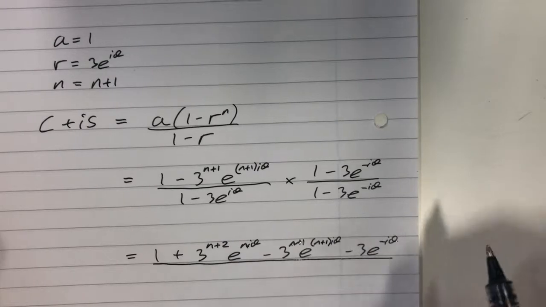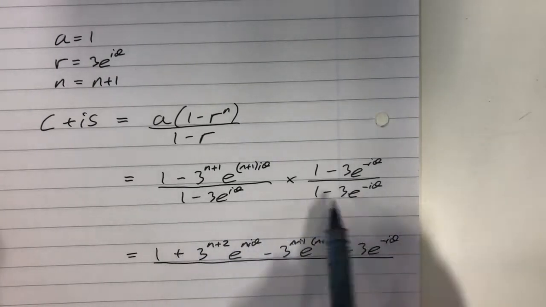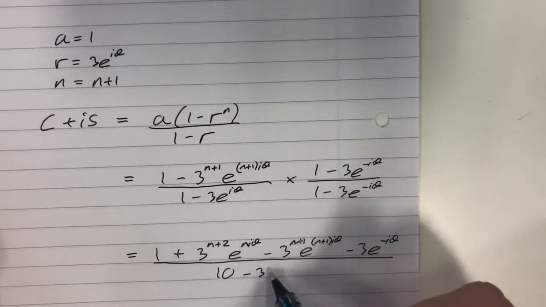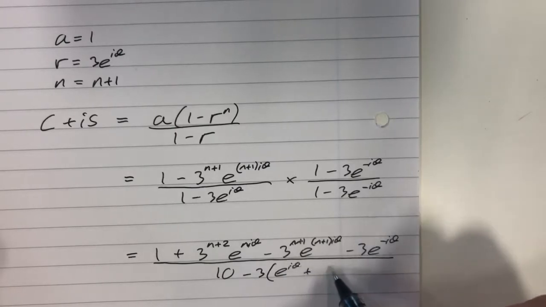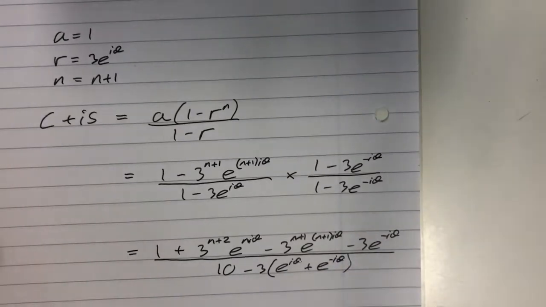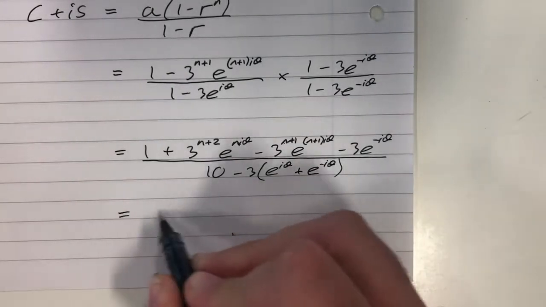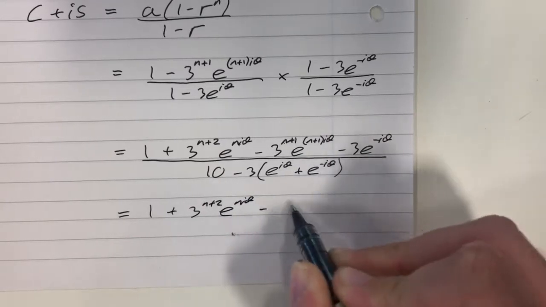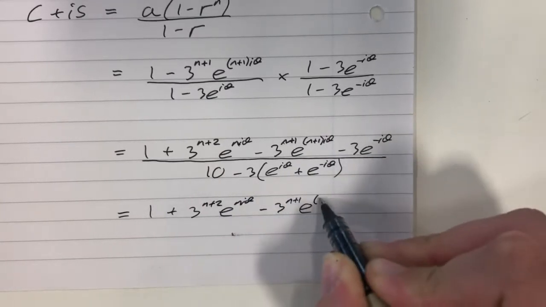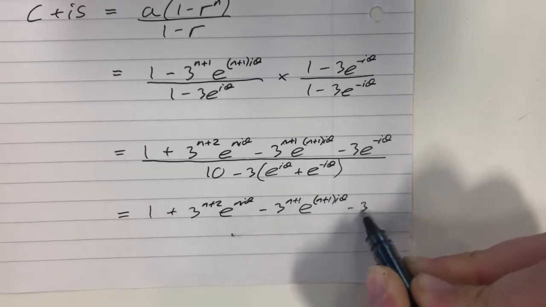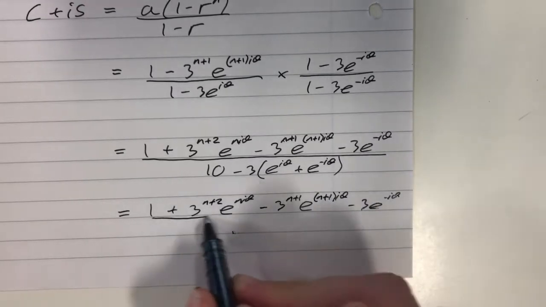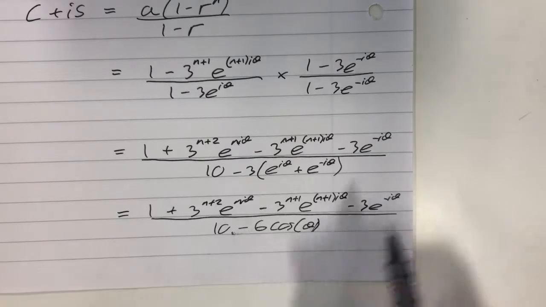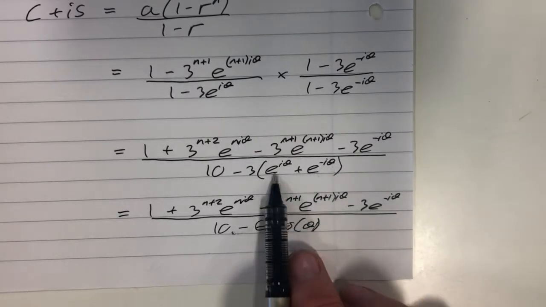That's all divided by the product of these two, which is going to be 1 plus 9, which is 10, minus 3 into e to the i theta plus e to the minus i theta. Simplify that a little bit. 3 to the n plus 2 e to the ni theta minus 3 to the n plus 1 e to the n plus 1 i theta minus 3e to the minus i theta, all divided by 10 minus 6 cos theta, again because that e to the i theta plus e to the minus i theta is 2 cos theta.